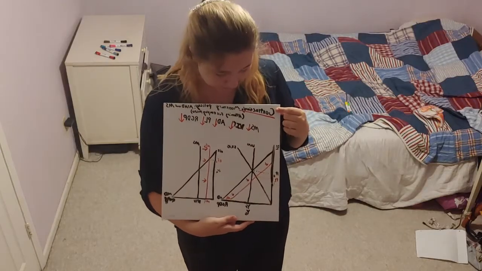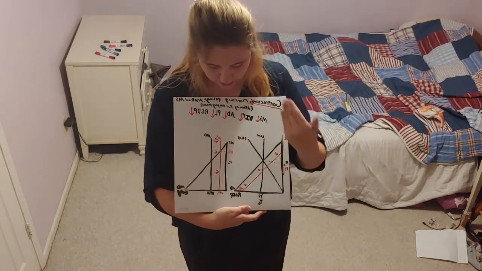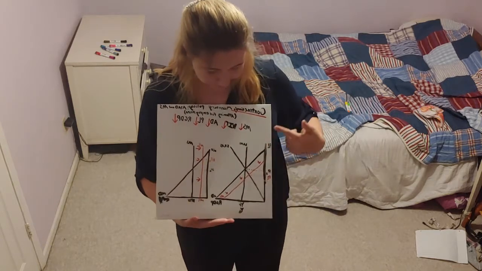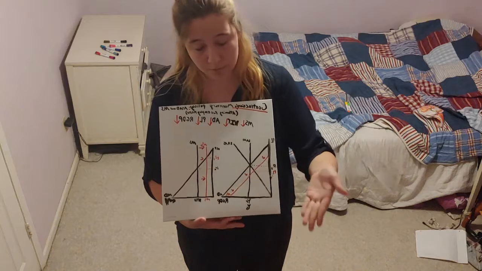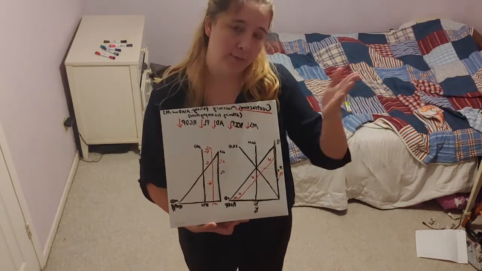Contractionary monetary policy, on the other hand, is a decrease in money supply, which increases the interest rate, which decreases aggregate demand as business investments go down, which decreases price level and output.